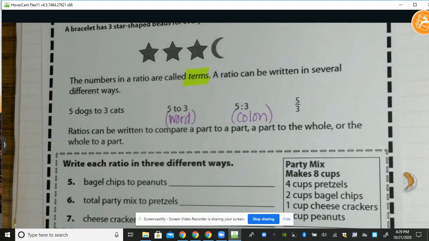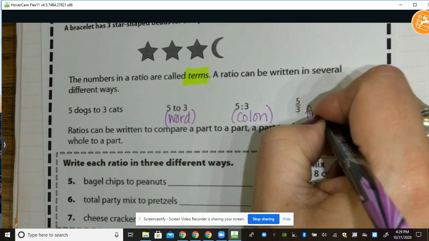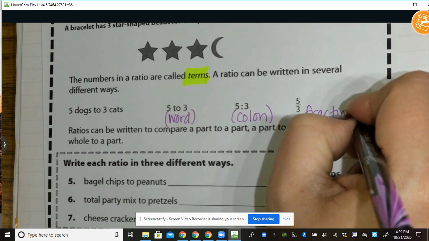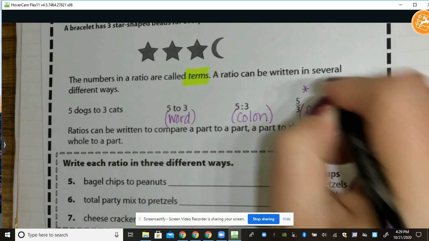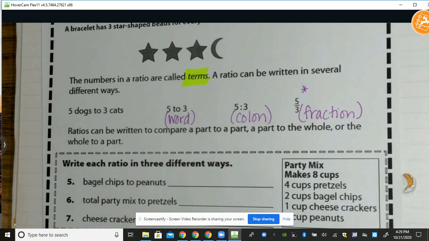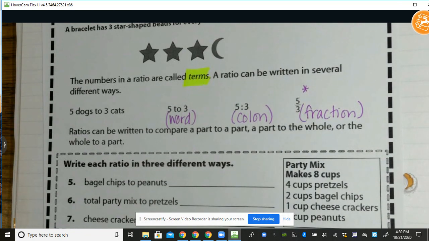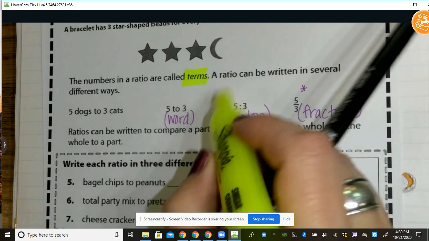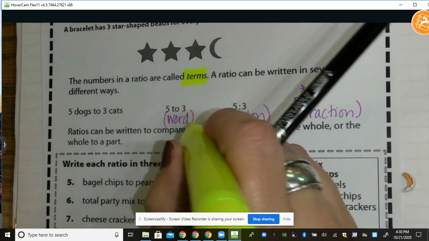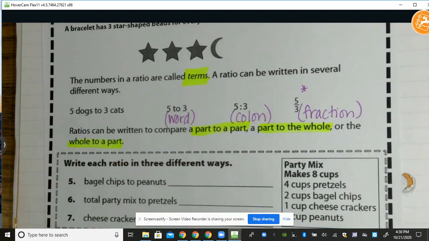Okay. And the last one here is written as a fraction. And the key thing right here, guys, is I want you to put a star because you're going to see this most often, ratio set up as a fraction. However, all of them you'll see, but this one is sometimes one of the most common ones. So, important. Ratios can be written as a part to part, a part to whole, or a whole to part.